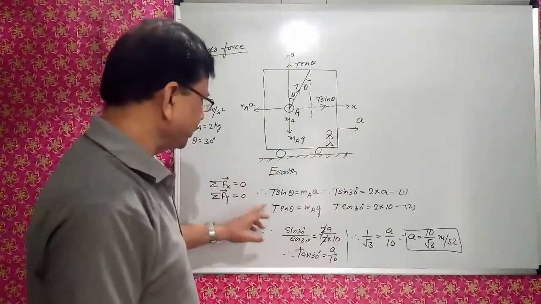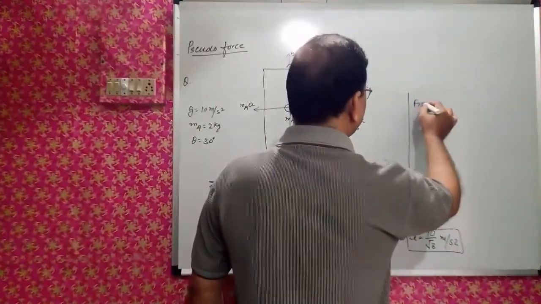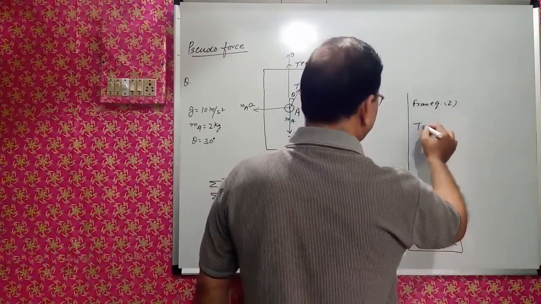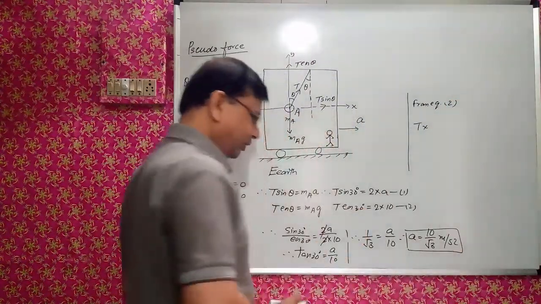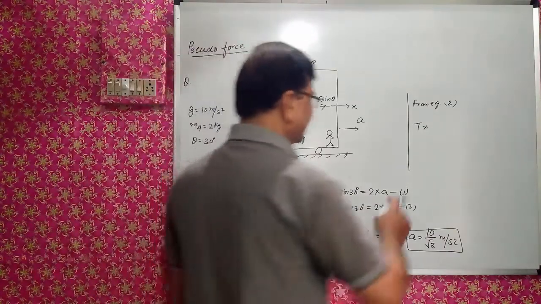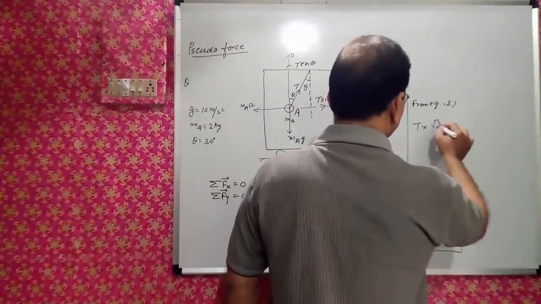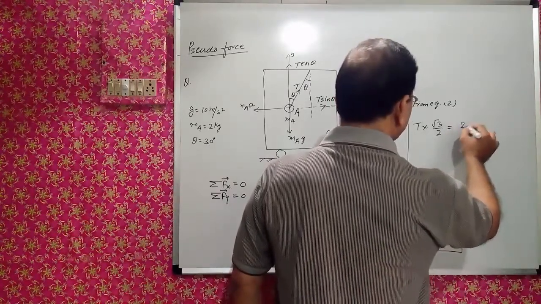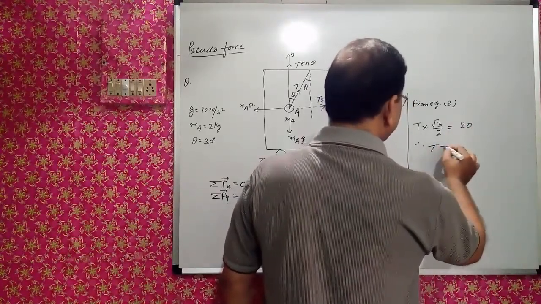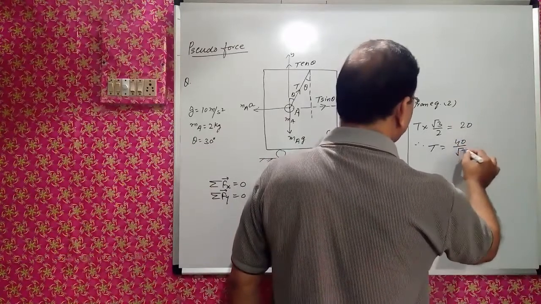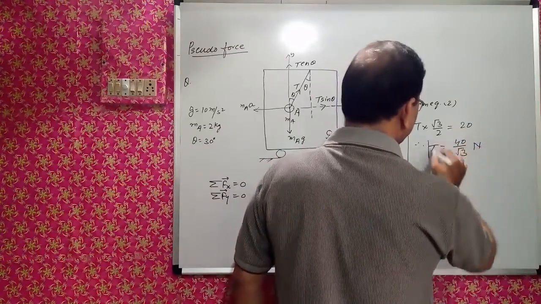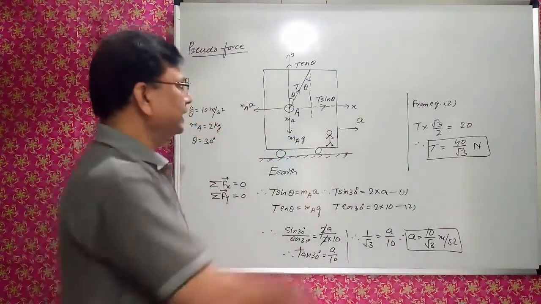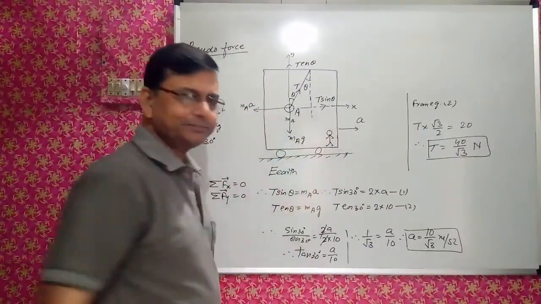We want T also. Therefore, from equation 2, T cos 30. Cos 30 is root 3 by 2, is equal to 10 into 2 is 20. Therefore, T is equal to 40 upon root 3 Newton. So, the values of a and T we got, considering the observer is inside.